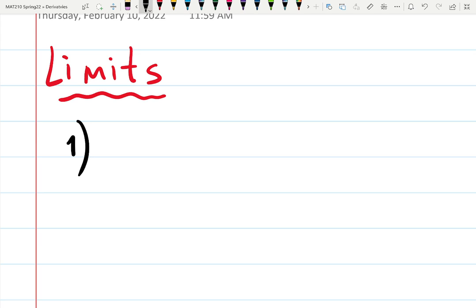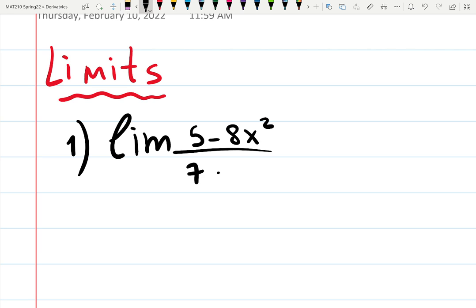Let me review some basic ideas, which you will see on a test. All of these things will be on a test. I don't have to hide this fact, so I can reveal it to you right away. (5 - x^2 - 8x^2) over (7 - 9x - 4x^2).